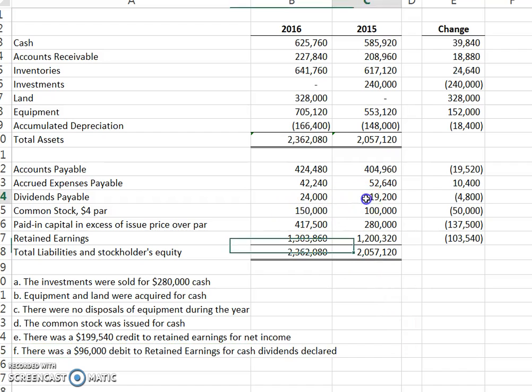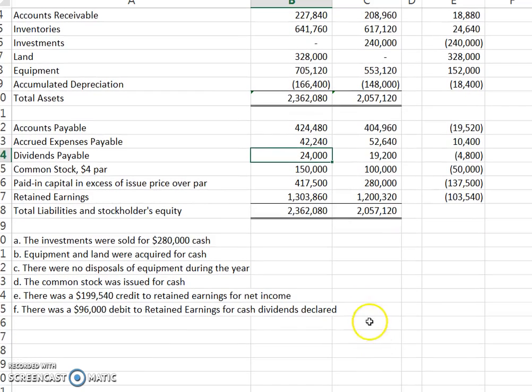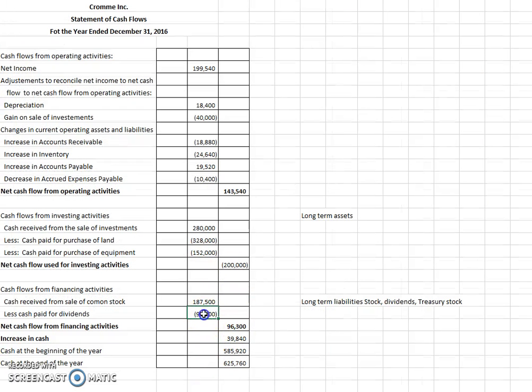And so here we went from $19,200 up to $24,000. So what we have to do is say, I declared $96,000, but my dividends payable went up by $4,800. So of those, I haven't paid out $4,800 yet. So the number that I'll use for my dividends, the actual cash, I back into it and find out that it's $91,200. So $91,200 goes there. I net these two numbers together, I get to $96,300.